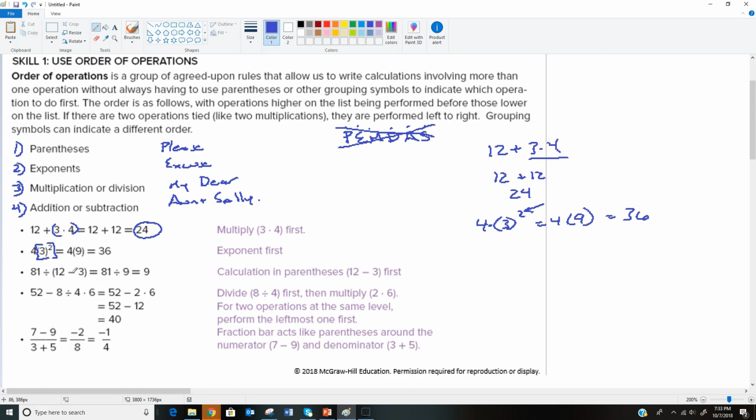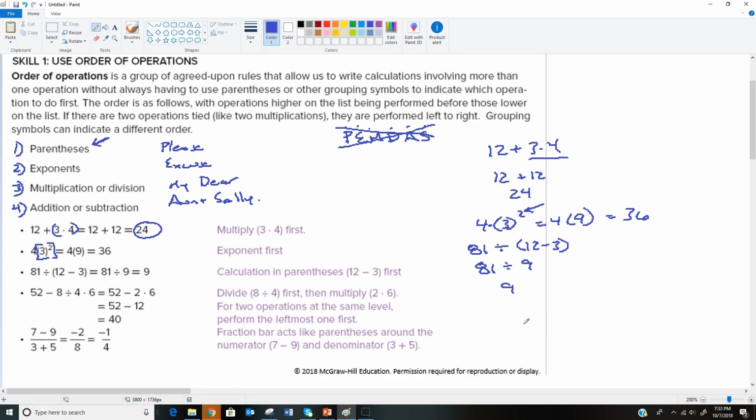On the next one, we're going to do 81 divided by 12 minus 3. And in this case, even though this is a subtraction, we're going to do the subtraction first because it's a parentheses. So we're here with the parentheses. We're going to do that parentheses first. So we're going to do 81 divided by 9. And 81 divided by 9 is the only thing left, so that would get us 9.